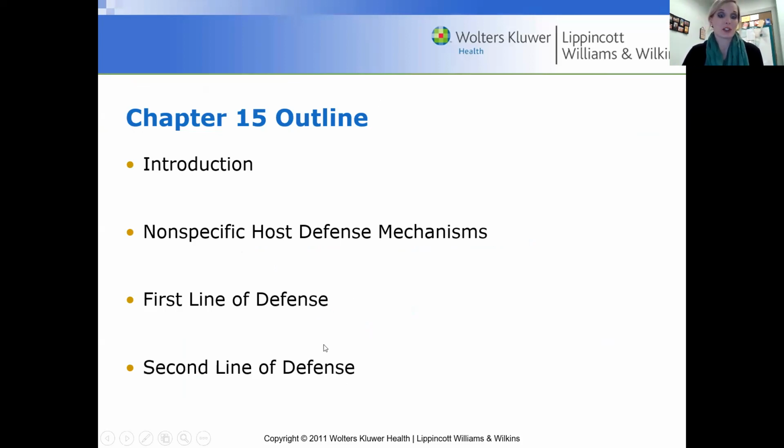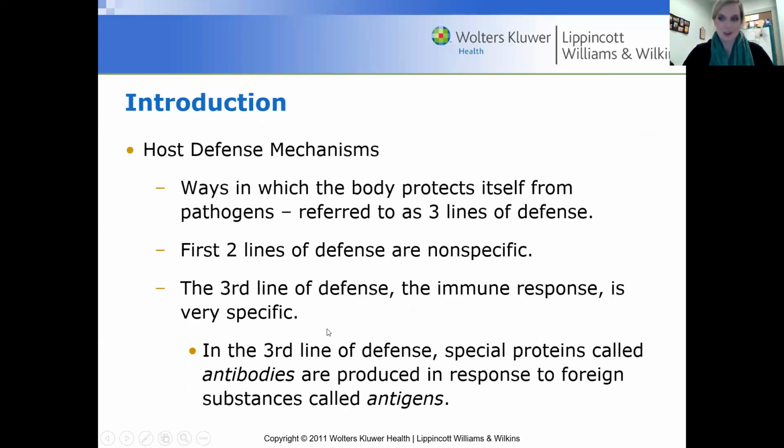This chapter is going to focus on the first and second line of defense. So here's our introduction, explaining that very thing, that our body is filled with different defenses. We ourselves are the potential host, and our defense mechanisms are ways in which we protect the body from pathogens. It's referred to as the 3 lines of defense. So we have 3 lines.